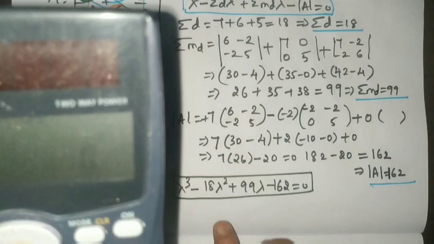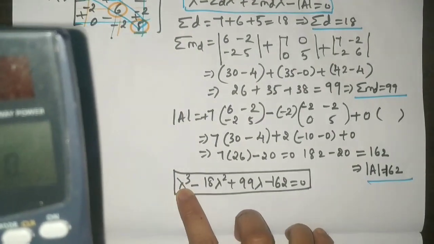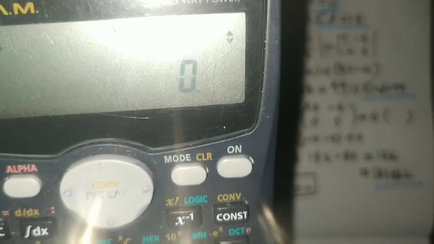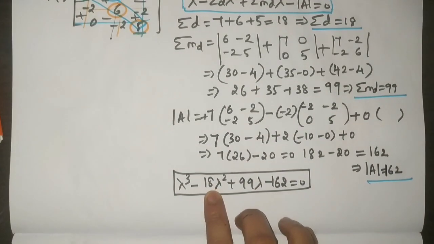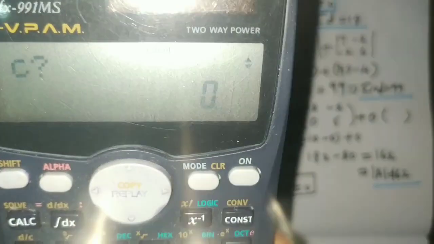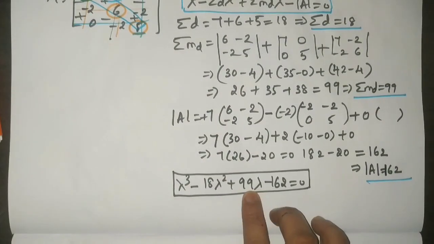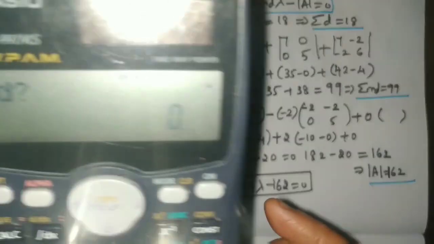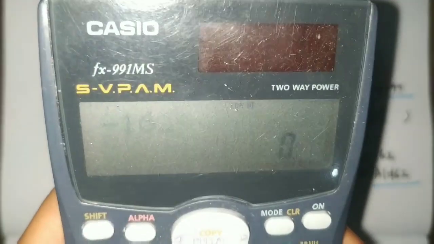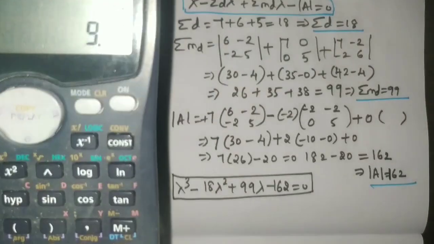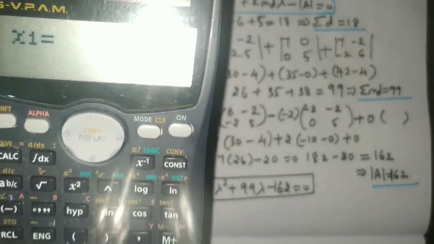When you do that, it will ask for the coefficient values. See here, the coefficient of lambda cube is 1, so I am taking 1 is equal to. Next, the coefficient of lambda square, that is your second data, which is minus 18. Third data, the lambda coefficient, is 99. So I will take 99. For the C value, minus 162 is the last value. So it's minus 162 is equal to.